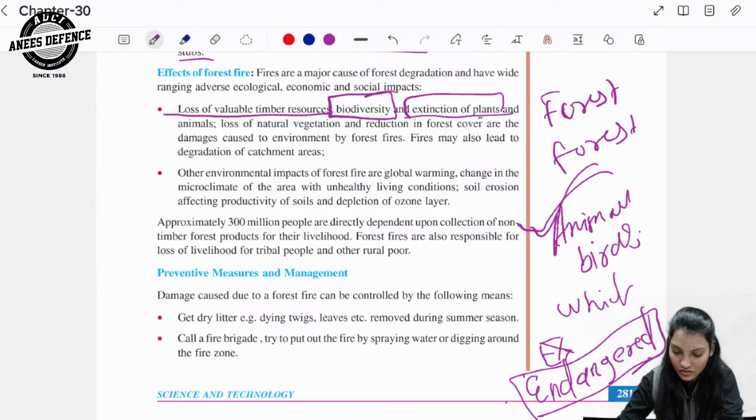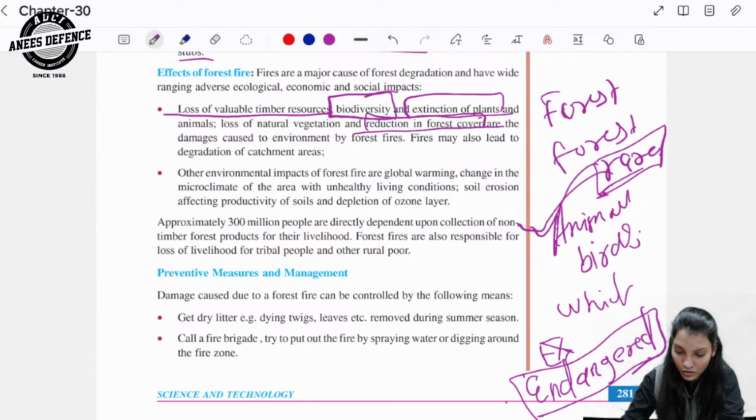There might be cases of extinction of plants. There are very rare species of plants in our biodiversity. So plants and animals contribute to the biodiversity. So in forest fire, we can lose these rare species of plants and animals. Loss of natural vegetation is there. Reduction in the forest cover.